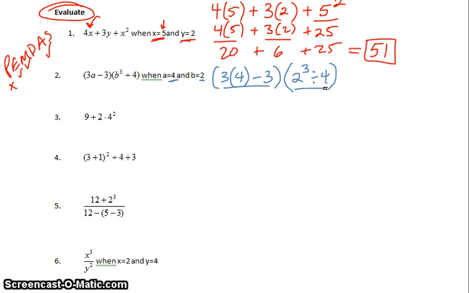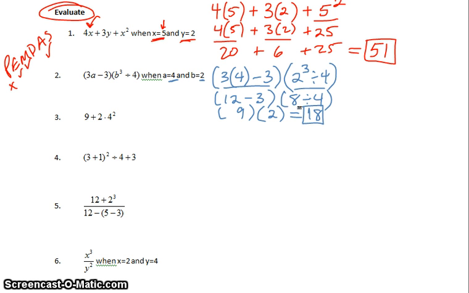I have multiplication within the first parenthesis, 3 times 4, so I have to do that first. And I have exponents before division here, so 2 cubed, 2 times 2 times 2, which is 8, divided by 4. Simplify this more. 12 minus 3, and 8 divided by 4 is 2, and I'm left with 9 and 2. Now remember, the parentheses show that it's multiplication. 9 times 2, so that's 18.